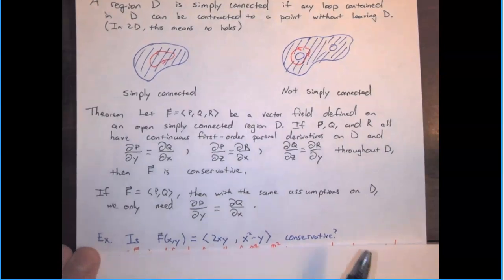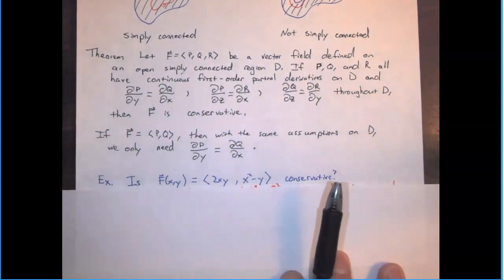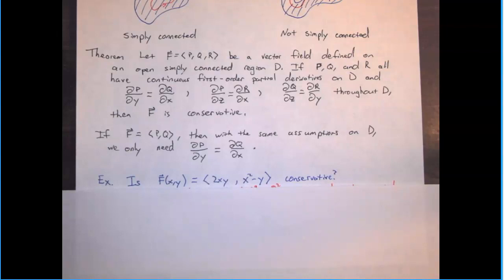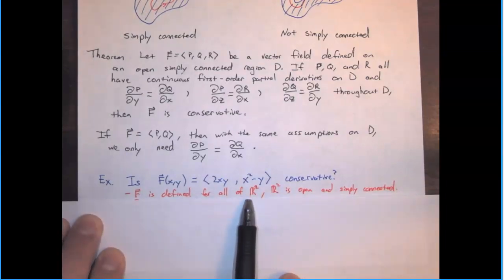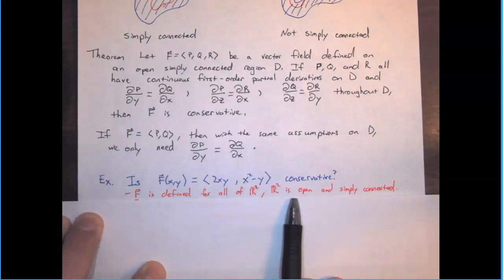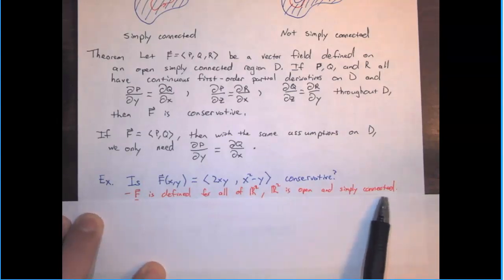Is this vector field 2xy, x squared minus y conservative? So first, let's check our assumptions. What region are we talking about? Well, F is defined on all of R2, so basically the xy plane, any x and y. R2, the xy plane, it is open and it is simply connected. I'm not going to go into details, but that's true.